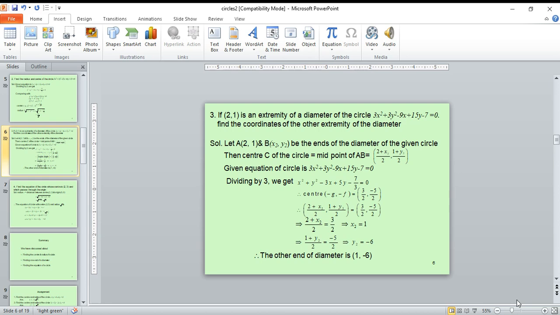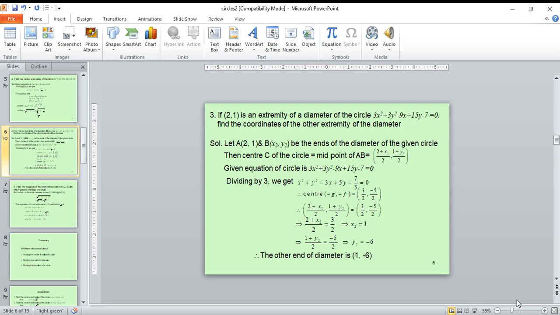The midpoint of the diameter is the center. That is, the center equals ((2 + x2)/2, (1 + y2)/2). The given equation of the circle is 3x² + 3y² - 9x + 15y - 7 = 0. Using this equation, find the center, then compare the two centers.